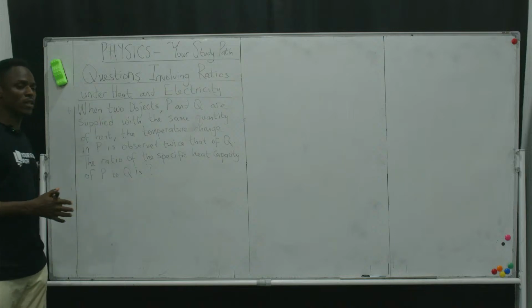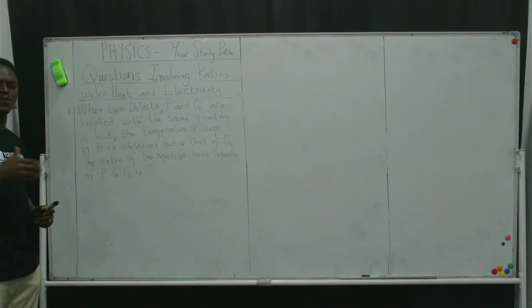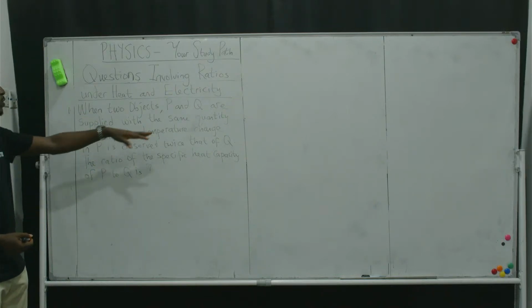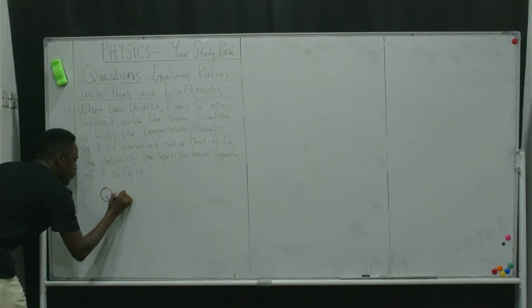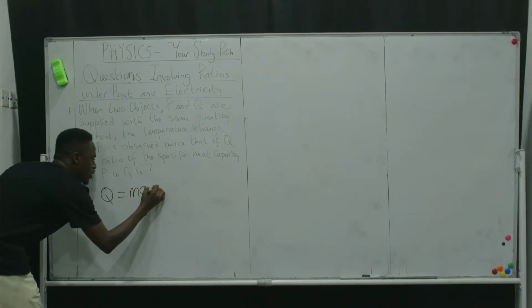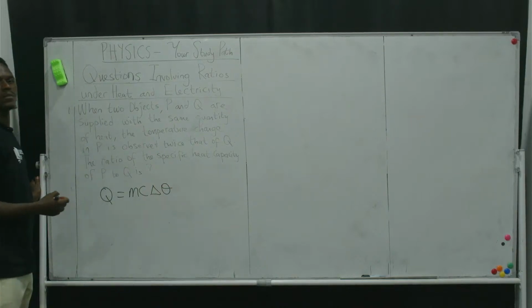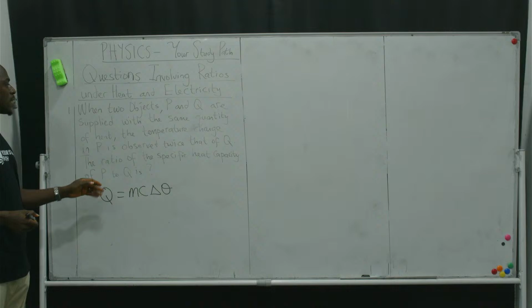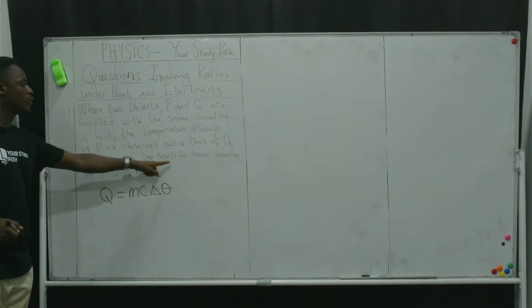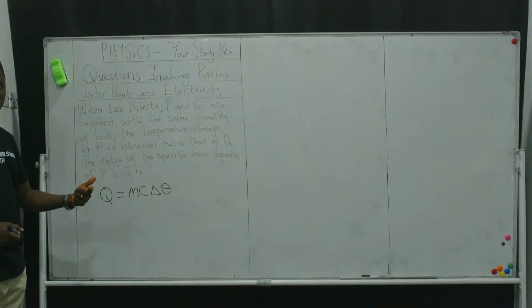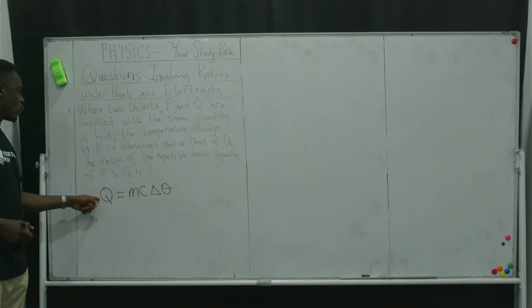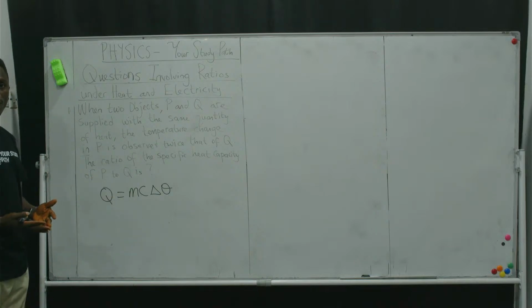Now, to solve this quickly, we know that this is under specific heat capacity. And talking about heat energy, quantity of heat, we are making reference to the fact that Q equals MC change in theta. This is the general formula. And in this case here now, we are asked for the ratio of specific heat capacity of one relative to another, taking into consideration that Q is the same for both of them.